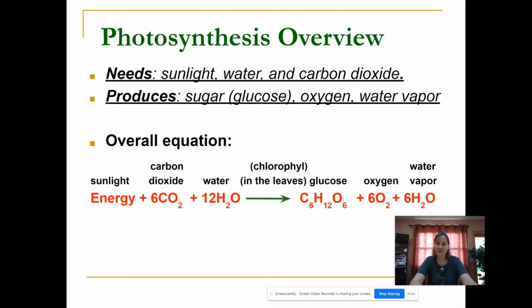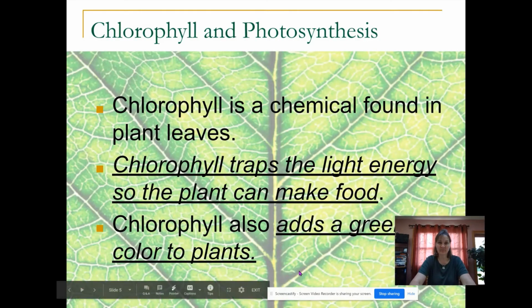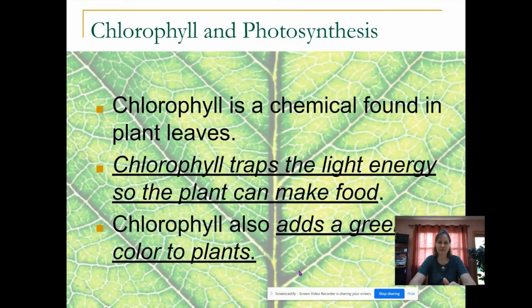So sunlight is our energy. We have carbon dioxide, water, which is going to come up through the roots, and chlorophyll. That's an important thing that's in the leaves. In order for it to make one molecule of glucose, oxygen, and water vapor. Okay, so chlorophyll, I've mentioned it a couple times now. Chlorophyll is a chemical found in the leaves. Well, we said photosynthesis happens in the leaves, so that's where the chlorophyll is. That's going to be the other definition you're going to be writing about chlorophyll.